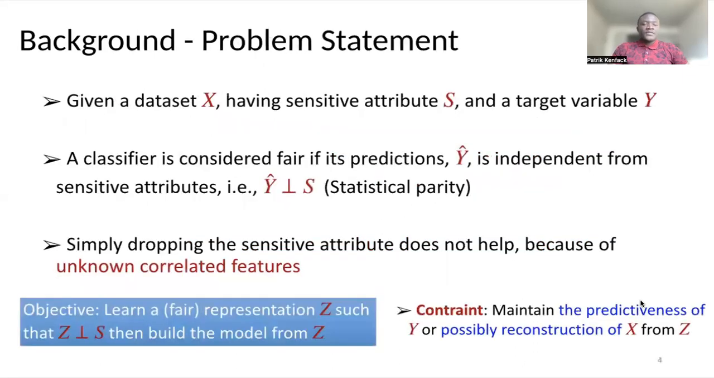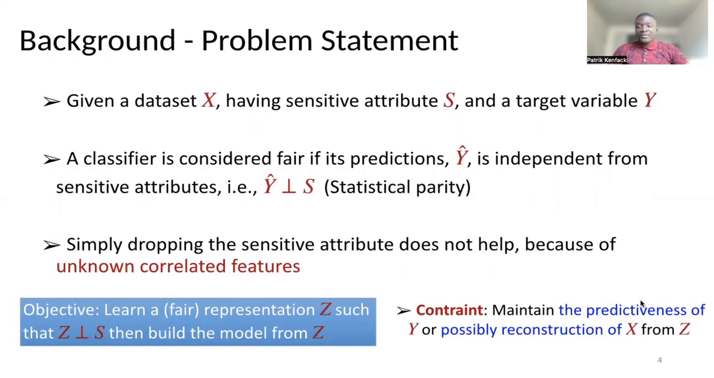So we consider a situation where we have a data set, let's say X, and a sensitive attribute, for example, gender or race, and a target variable. So basically, we are interested in a classification problem. If we build a classifier from X, it is considered fair if its predictions, let's say y hat, are independent from the sensitive attribute, right? This means that regardless of whatever the sensitive attribute of people are, the outcome of the model should be the same. And this is what we call statistical parity or demographic parity.